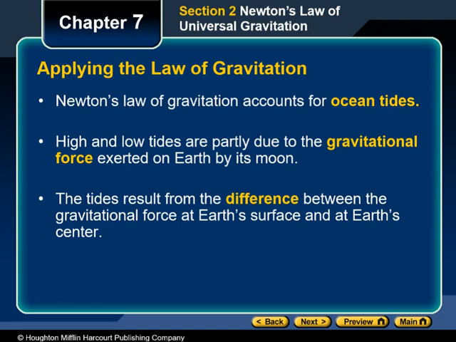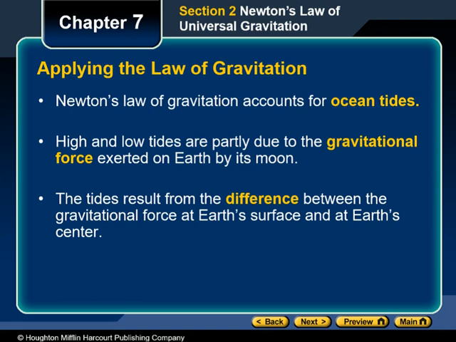Newton's law of gravitation accounts for ocean tides. High and low tides are partly due to the gravitational force exerted on Earth by its moon. The tides result from the difference between the gravitational force at Earth's surface and at Earth's center. A full explanation is beyond the scope of this course, but we will briefly examine this relationship.